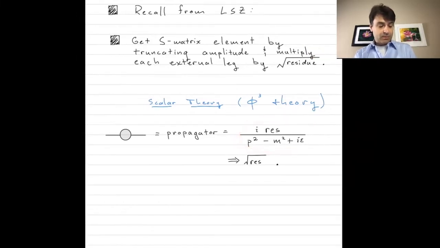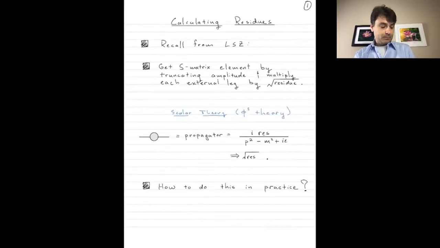There's going to be a pole at p squared equal to m squared. The pole mass, we would call it. And then in the numerator, up to a factor of i, there is a residue at p squared equal to m squared, and that's what we want to figure out. And then the LSZ reduction formalism says replace all these external particles by just the square root of the residue. So how to do this in practice? That's the question for today, at least for right now.